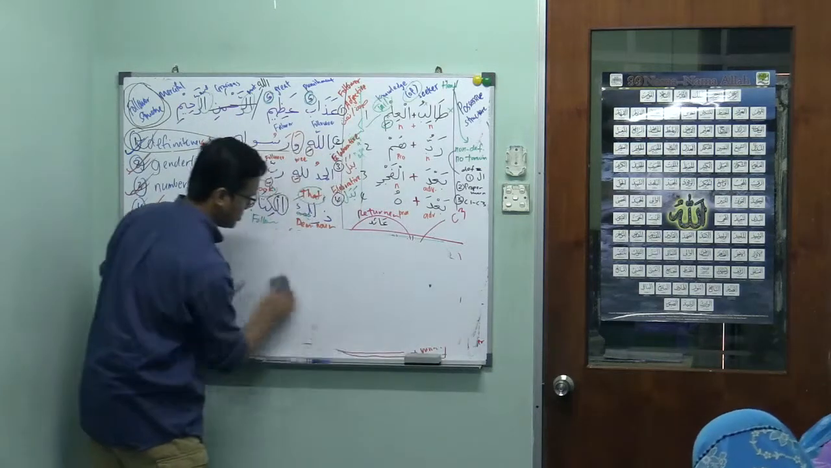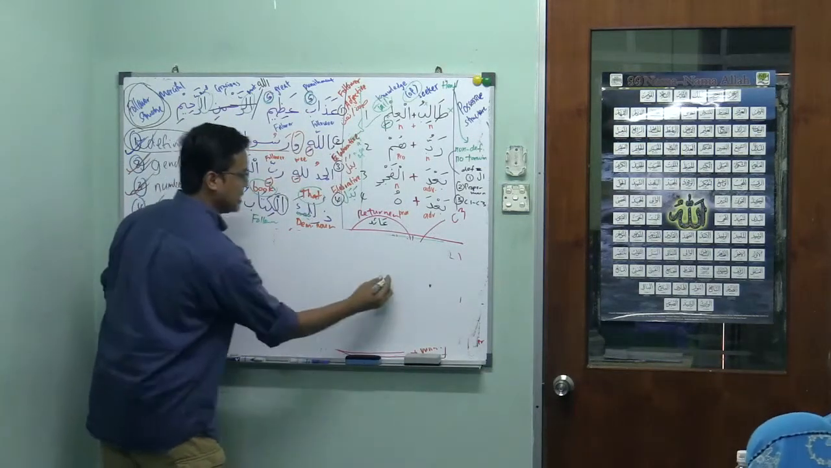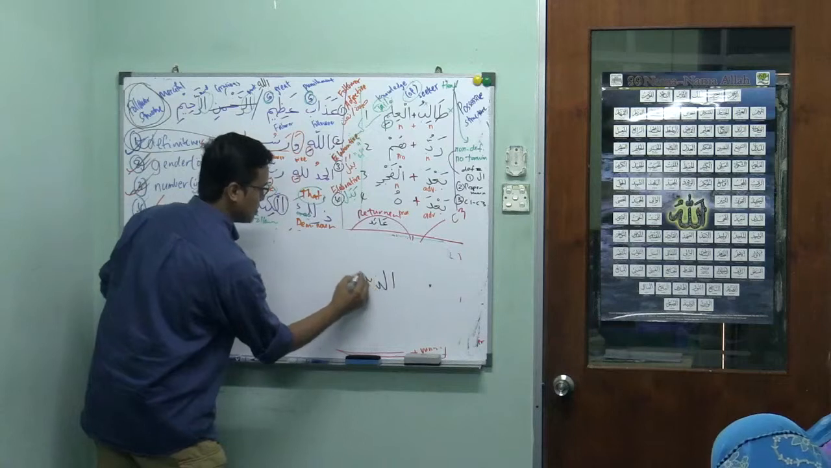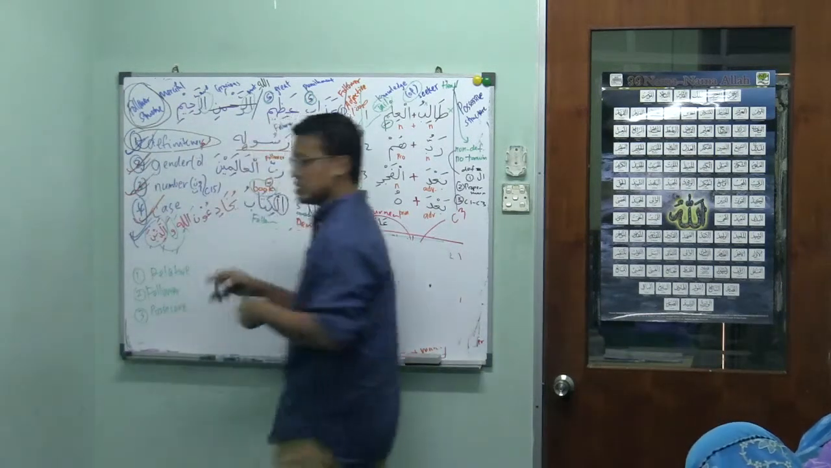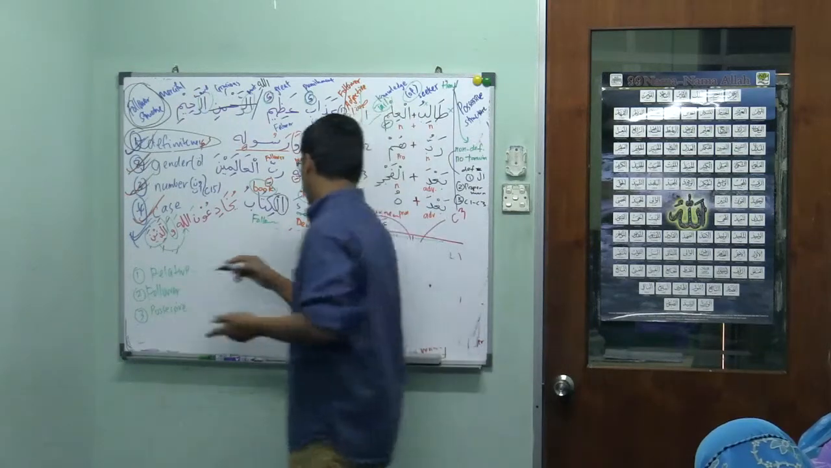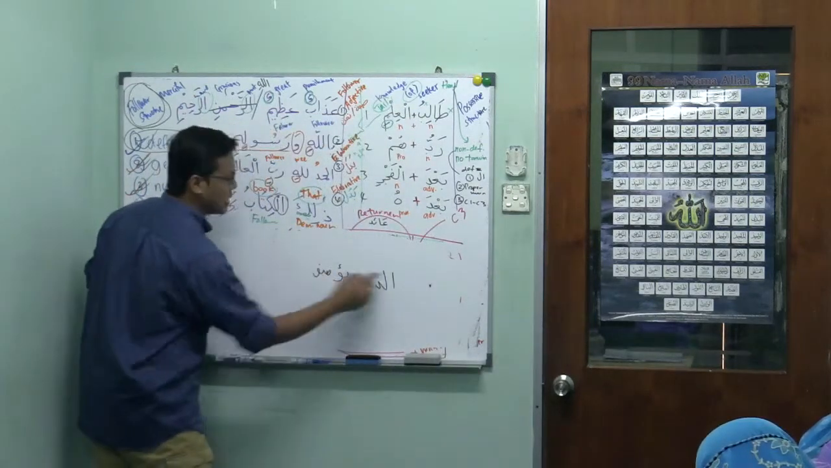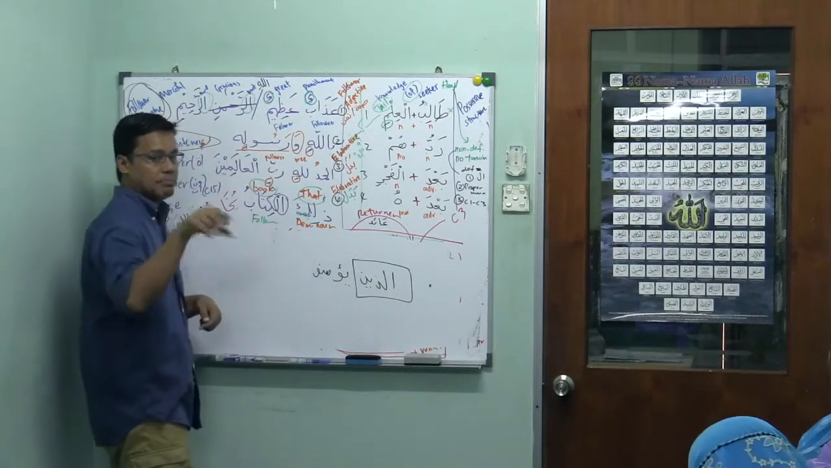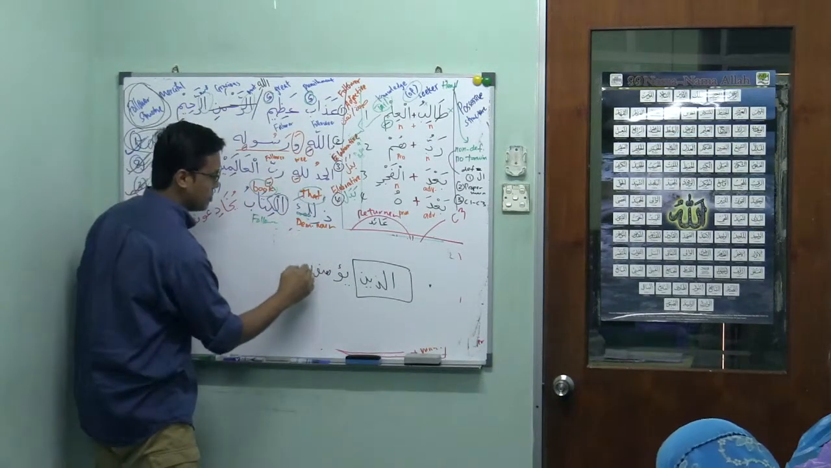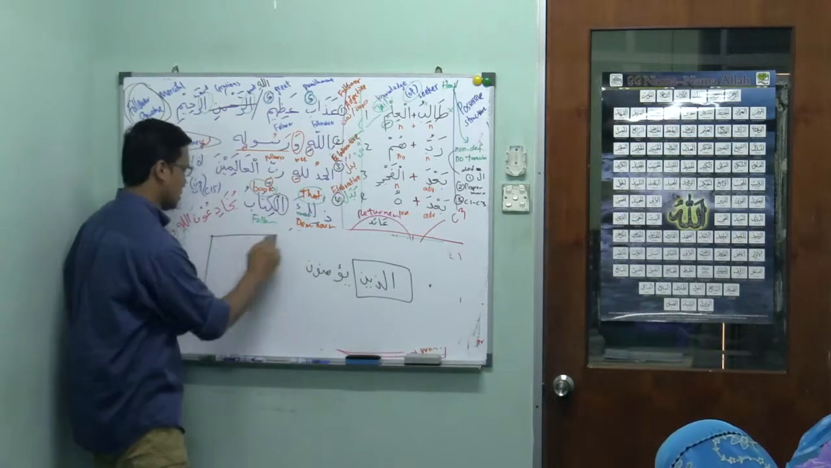Can someone read to me? Alladhina yu'minuna bil ghaib, is it? Yes. Okay, so you have alladhina yu'minuna bil ghaib. So first you see whether it's relative. Is it relative? Yes, because there is alladhina. So you write under the type: relative noun.